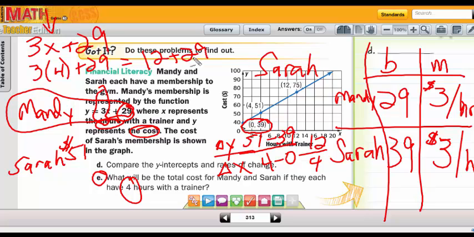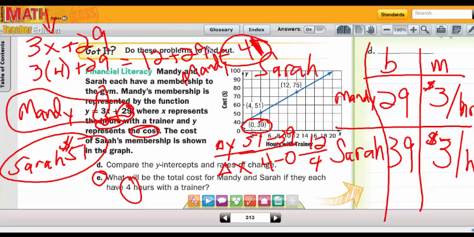And we could have 29 plus 10 would be 39, plus 2 more is 41. So Mandy would pay 41, whereas Sarah would pay 51. So let's put a Mandy here. So we see this as 41.